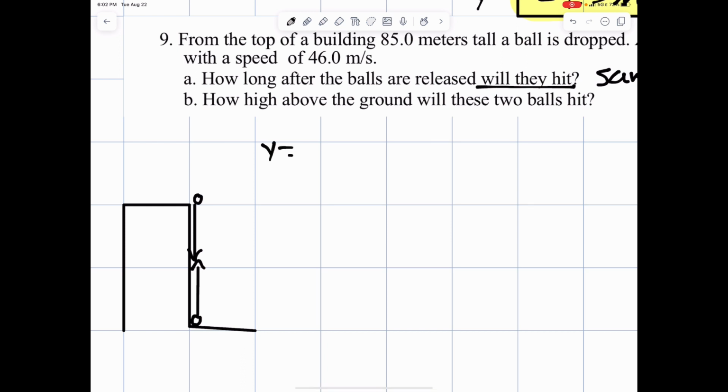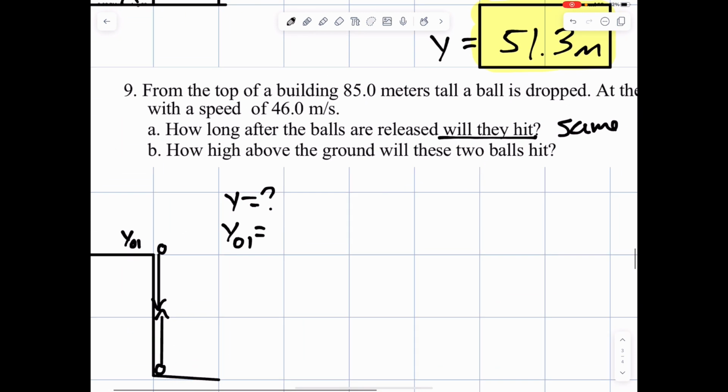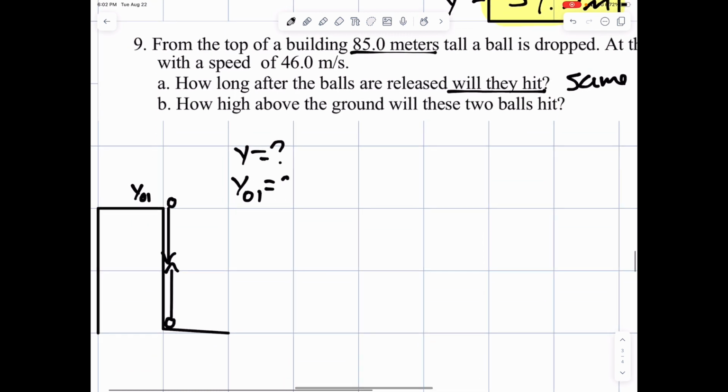So why? I don't know it. Why not? Well, that depends on the ball. So I'm gonna basically break this down. This is gonna be y naught for ball 1. Y naught for ball 1 is gonna be at the height of the building, which is 85. Y naught for ball 2 is going to be 0 on the ground. So ball 2 is starting from the ground.